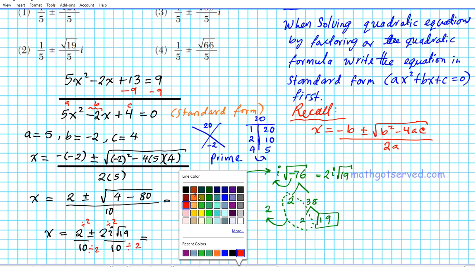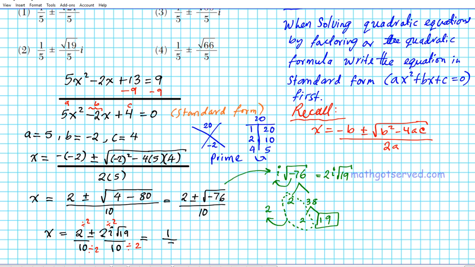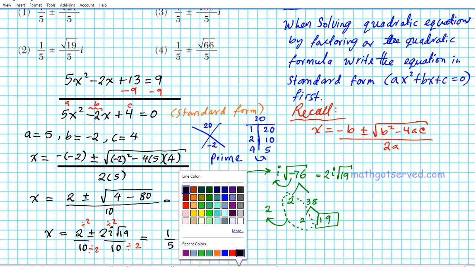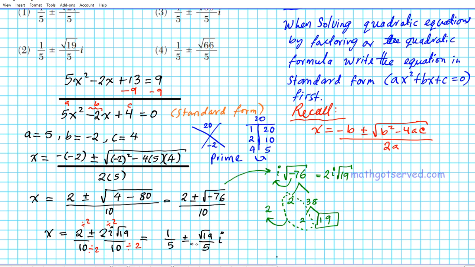If we carry out that simplification, that will give us our final answer, which is 1 over 5. Let's write that again. 1 over 5 plus or minus root 19 over 5. We could put the I in front or in the back. We just put it in the back, I. Okay? Because this 2 and this 10, 2 goes into 10 5 times, and then 2 goes into 10 once. Alright? So the final answer is 1 plus or minus root 19 over 5.